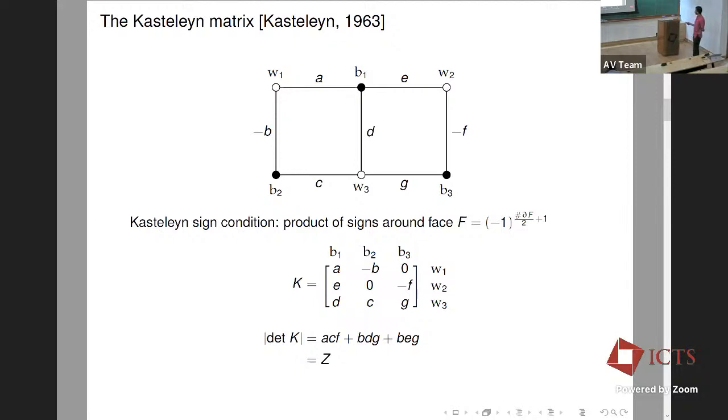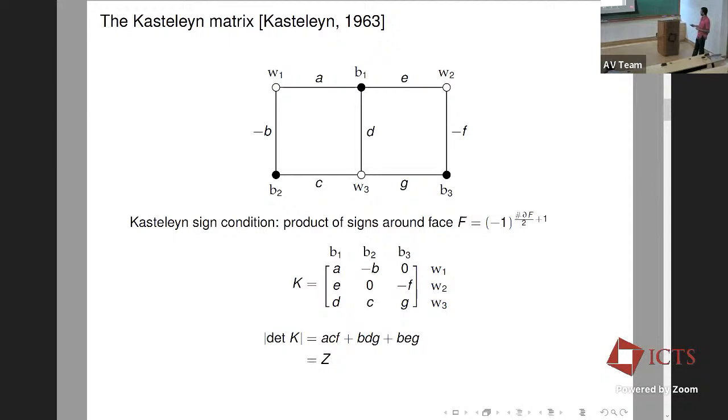Yes. So if you choose all the weights to be 1, the theorem is that the determinant of this matrix gives you the partition function for dimer covers. So if you choose all the weights to be 1 and find the determinant of this matrix, it's going to give you exactly the number of dimer covers.